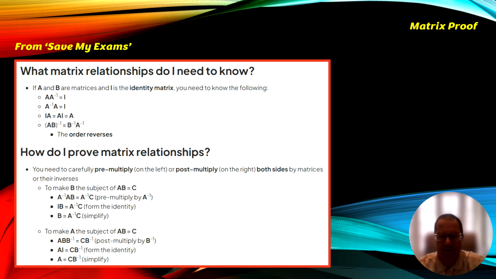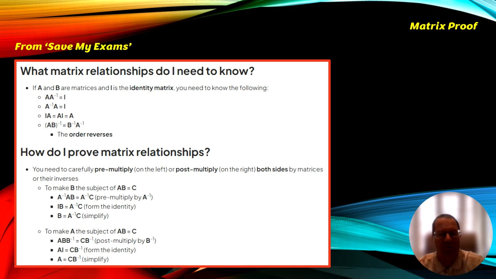So firstly, here's some information I found on Save My Exams, which is very useful. So firstly, what matrix relationships do I need to know? Well, you need to know that A times A minus 1 is given by the identity matrix, as is A minus 1 times A. And you also need to know that if you find the inverse of AB, that's the same as the inverse of B times the inverse of A.